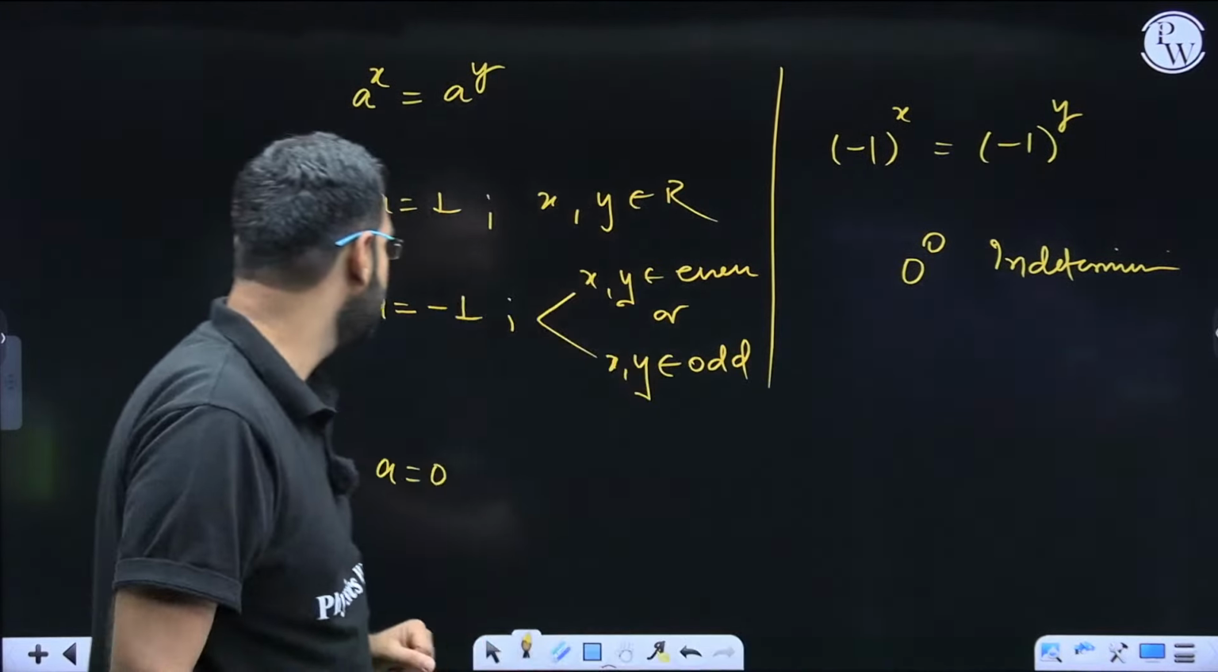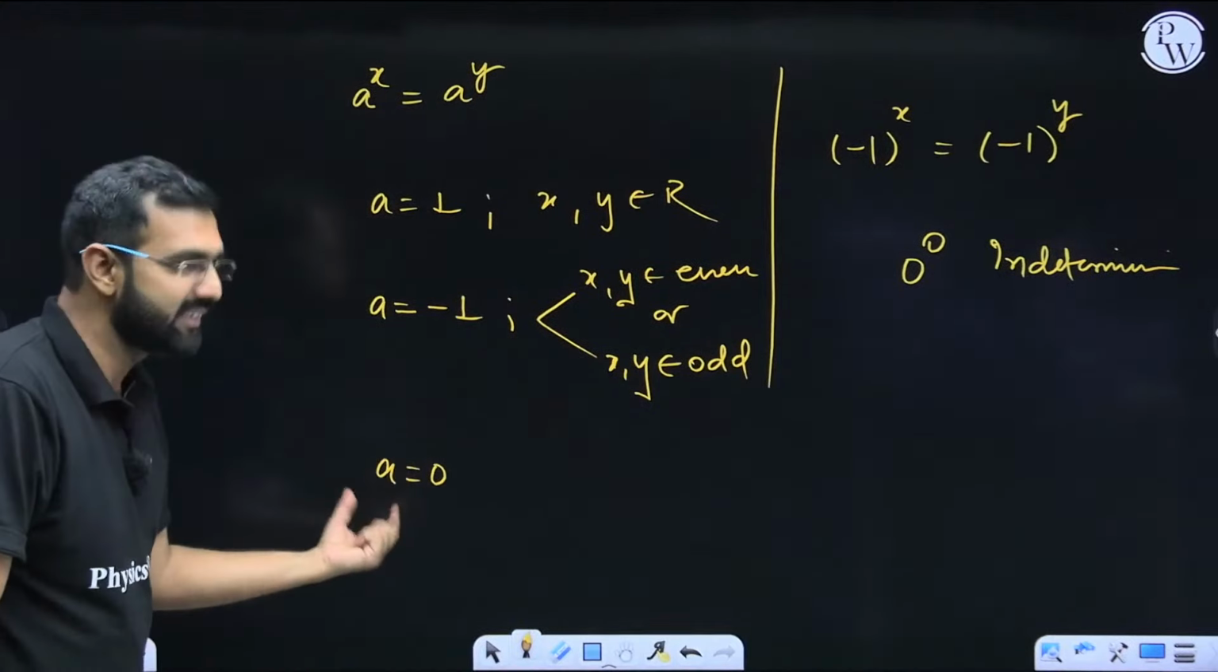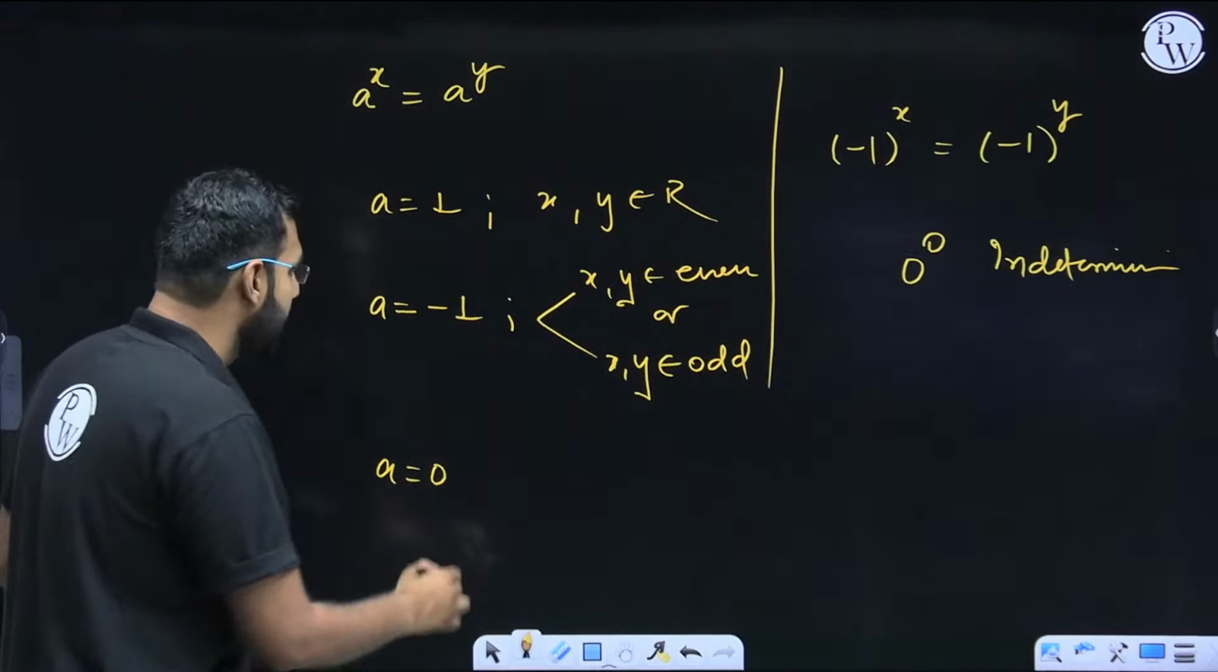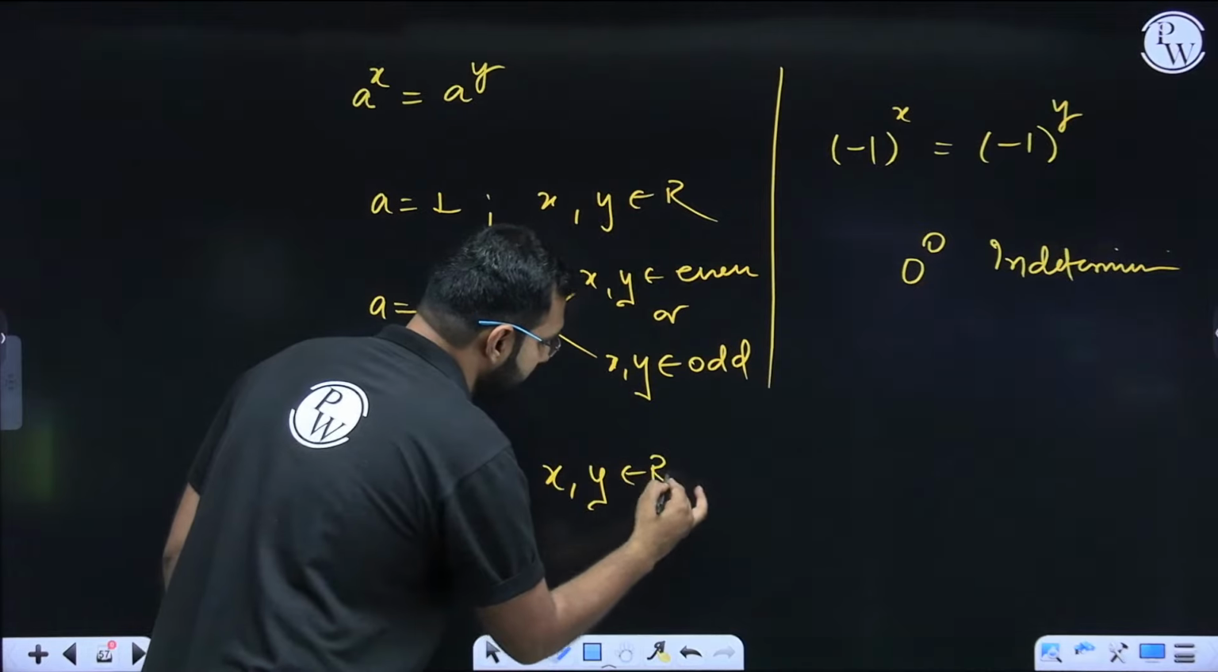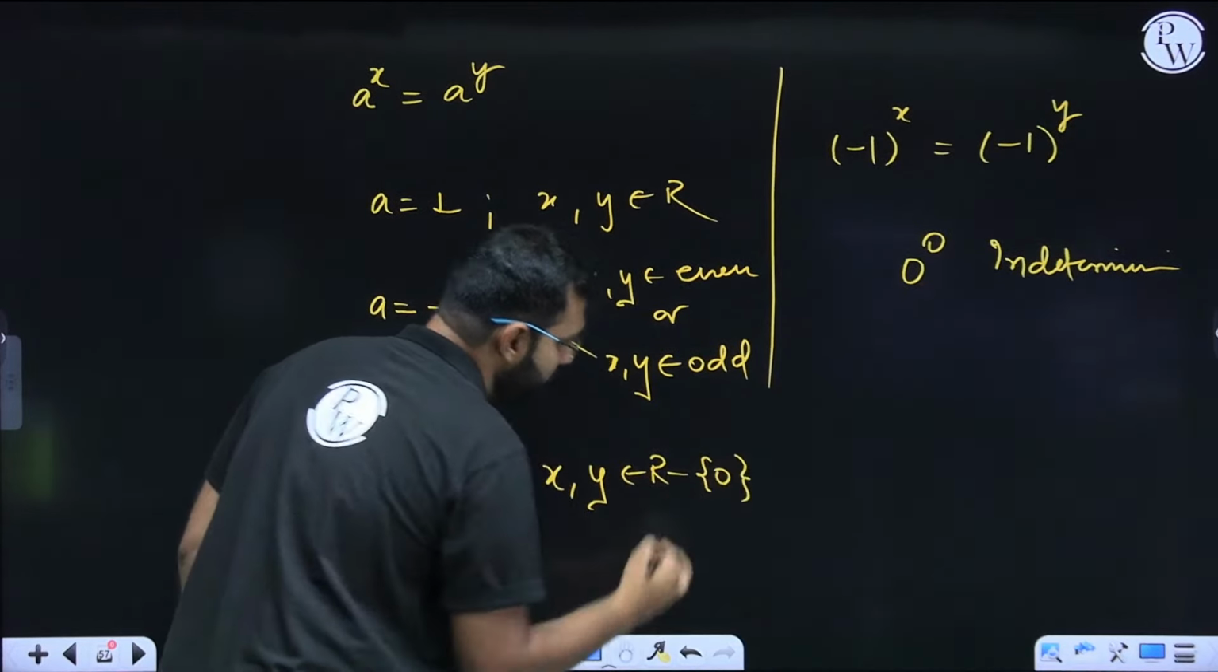So this is clearly an indeterminate form. You have to understand this result: when the base is 0, then x and y can be any real number except for 0.